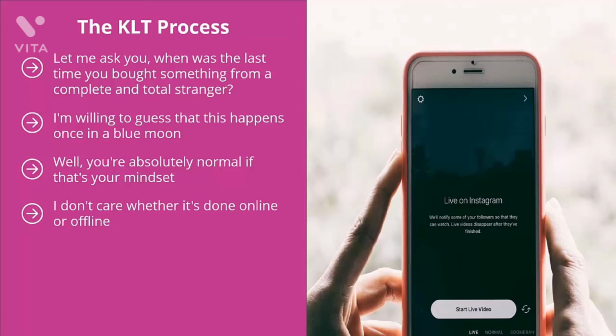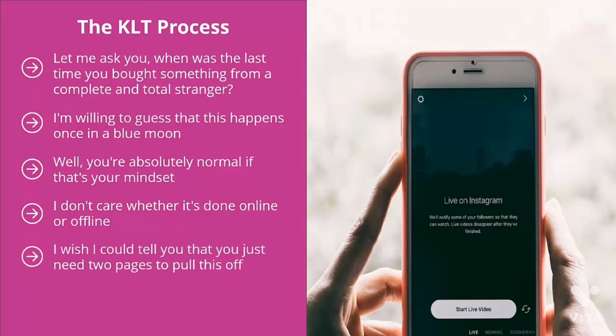I don't care whether it's done online or offline. It doesn't matter whether a small company or a big company is doing it. It's all about trust. When you use a content-based sales funnel strategy for Instagram, you build trust. This requires multiple pages. I wish I could tell you that you just need 2 pages to pull this off. I wish I could tell you that you just need to get people to a general consumer guide and then they would reliably click through to the sales page and they would buy stuff.